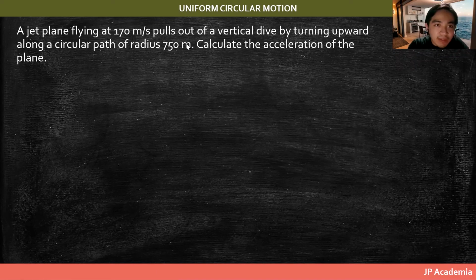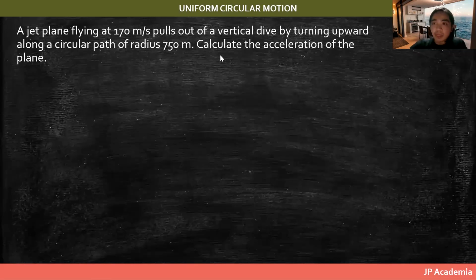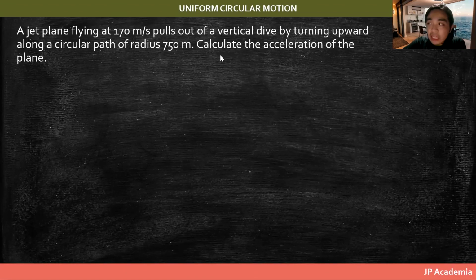A jet plane flying at 170 meters per second pulls out of a vertical dive by turning upward along a circular path of radius 750 meters. So calculate the acceleration of the plane. So for this problem, i-assume natin na uniform circular motion to, meaning we have this constant speed v along this circular track. At the same time, nag-vary lang yung direction niya kasi nga circular yung motion na to.